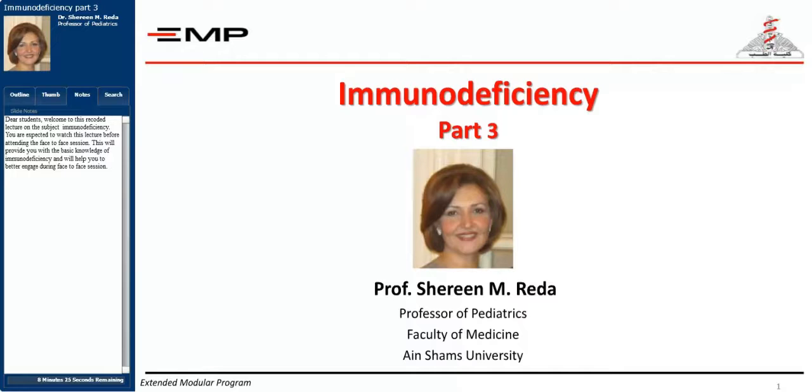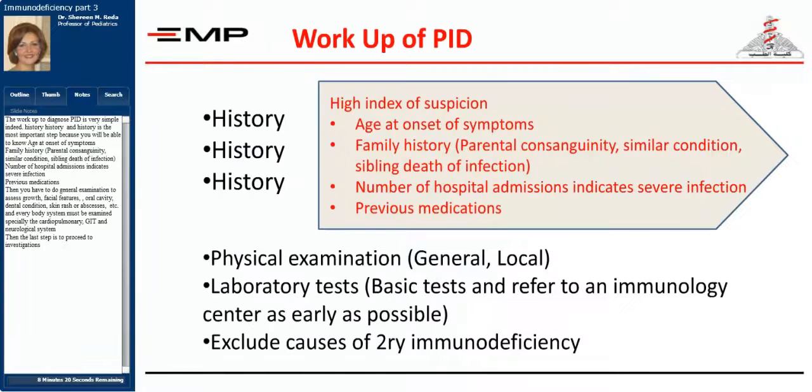Welcome to part 3. Here we'll discuss the workup of primary immune deficiency. This is interesting because you can get a high index of suspicion when you only get the history. So here I insist on history. You ask about the age of onset of symptoms, whether during the first 6 months of life or after the age of 6 months or at any age.